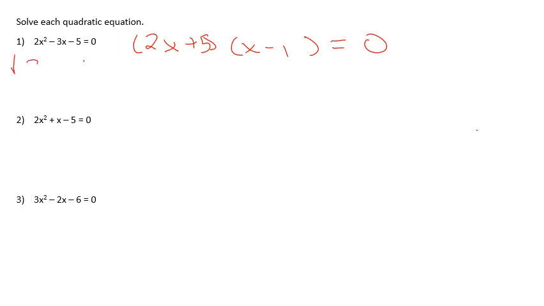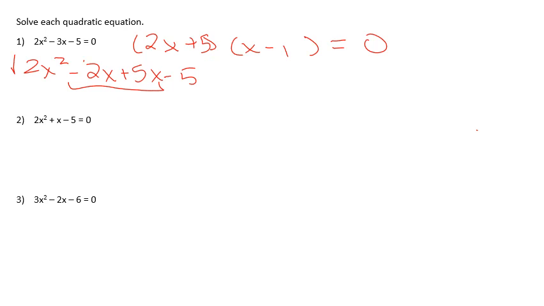2x times x is 2x squared. 2x times negative 1 is negative 2x. 5 times x is plus 5x. 5 times negative 1 is minus 5. Checking these middle two, negative 2x, positive 5x, that makes positive 3, not negative 3.